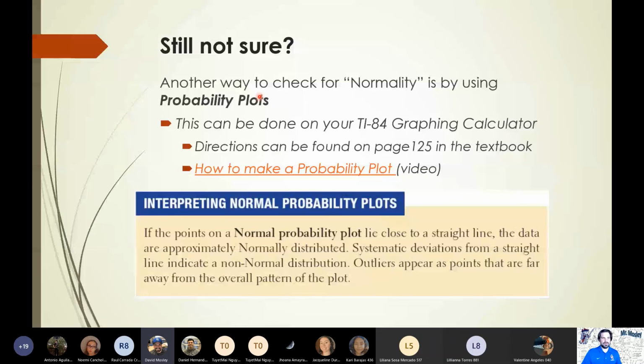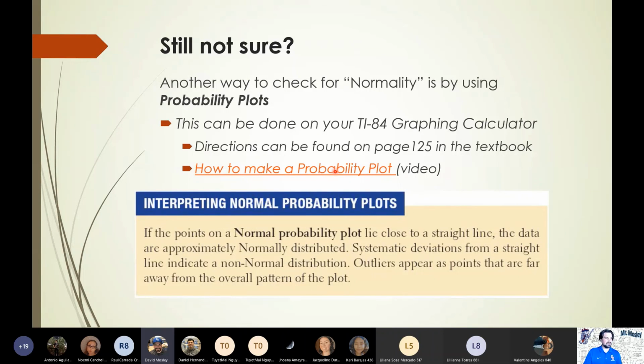Another way to check for normality is by using probability plots. You will not be asked to explain how to make a probability plot on the AP exam. It is just a tool that you can use to justify something being normal. All right, we can do this on the TI-84 graphing calculator. There are directions in the textbook on page 125, and there's also a video that I have in the class resources for today.